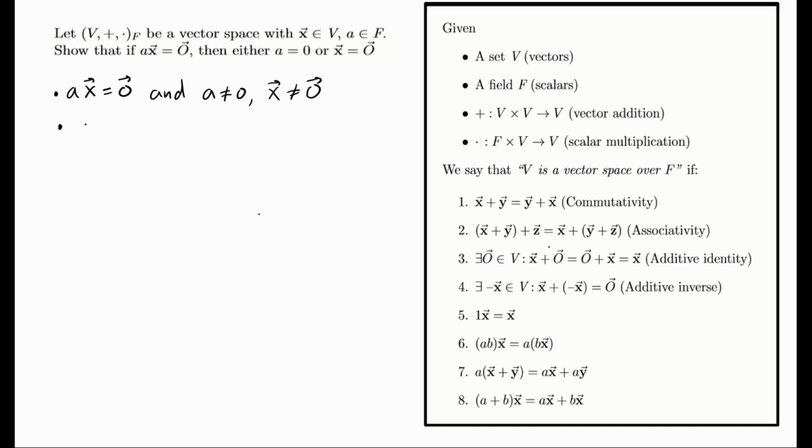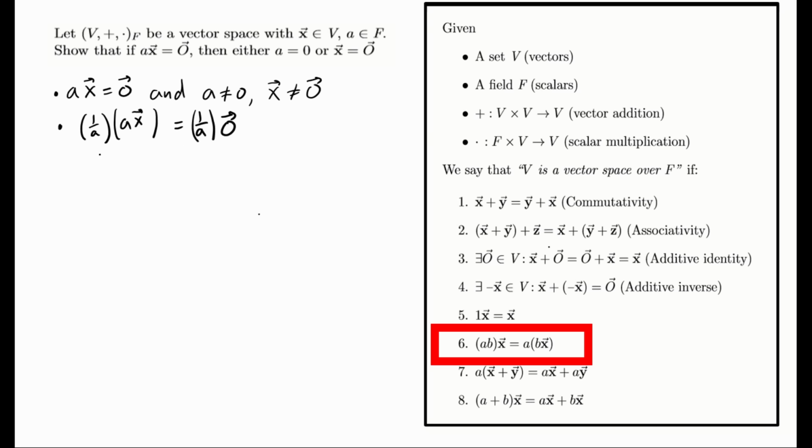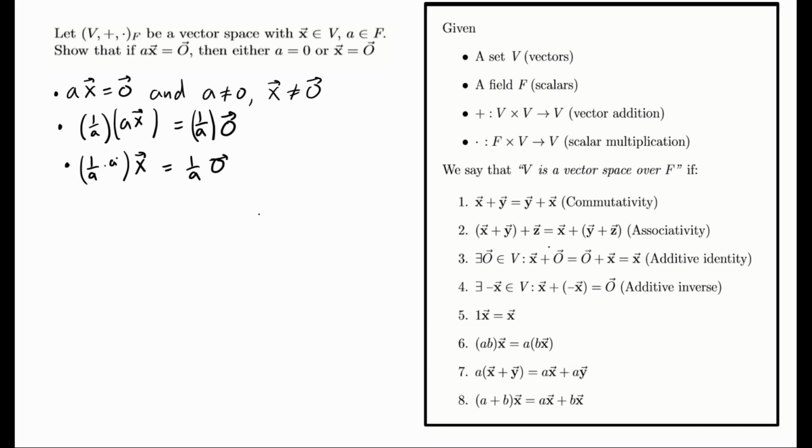Then since a is not 0, I know that I can divide by a, so let's multiply both sides by 1 over a. Then using property 6 of the definition of vector spaces, I can write this as 1 over a times x, and that's equal to 1 over a times the zero vector. Now, this is clearly going to cancel out, and we've already proven that anything times the zero vector is the zero vector. So this simplifies to 1 times x equals the zero vector, and I know that 1 times x is just x by property 5.